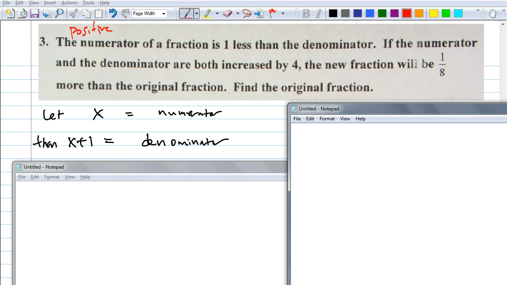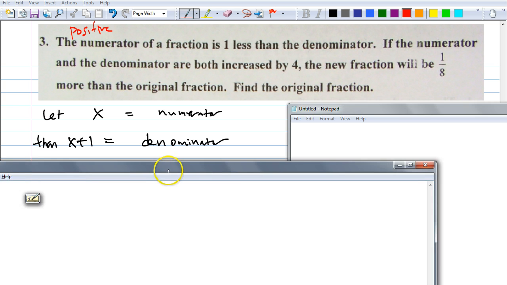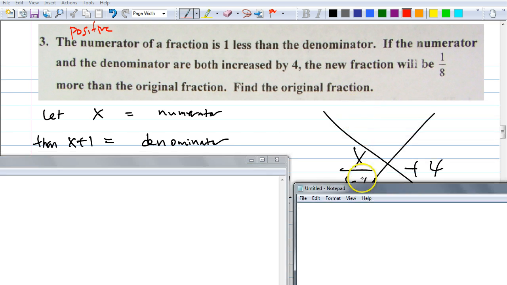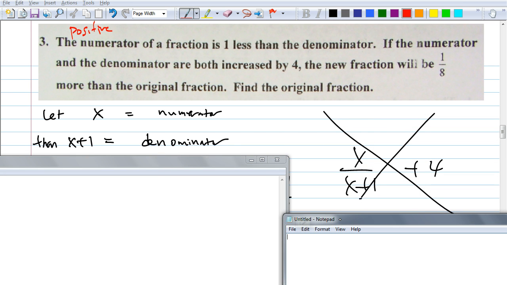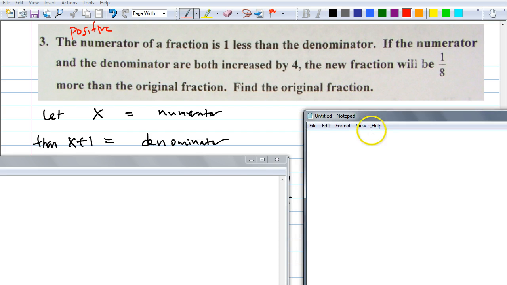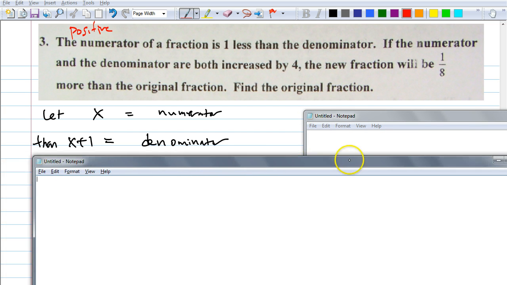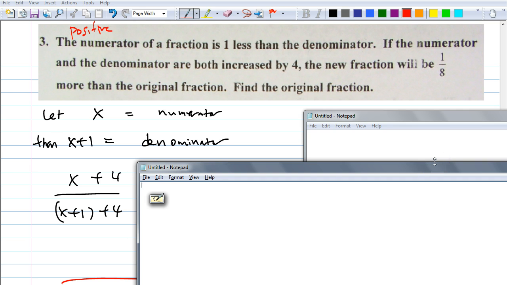What do they mean by this? It says if the numerator and the denominator are both increased by 4. Does this mean this? No, big hint. It says there's a big X. What does it mean when they say that? Raise your hand. Aaron. It's x plus 4 over x plus 1 plus 4. Exactly right. So you're just adding 4 to the numerator, 4 to the denominator.